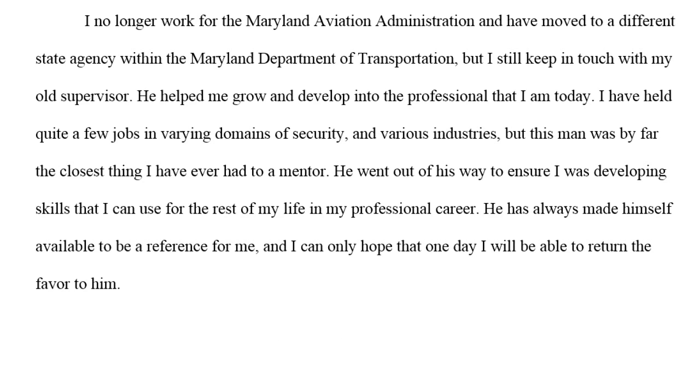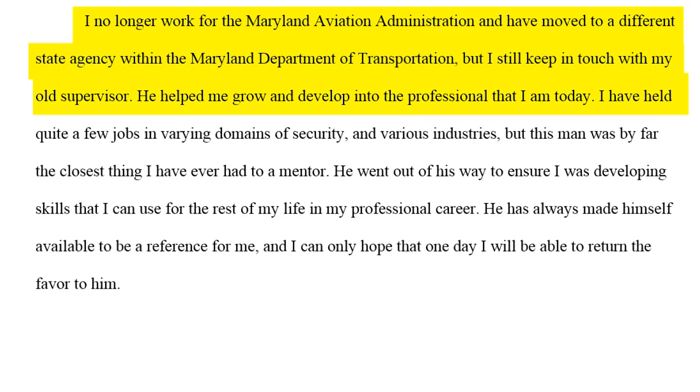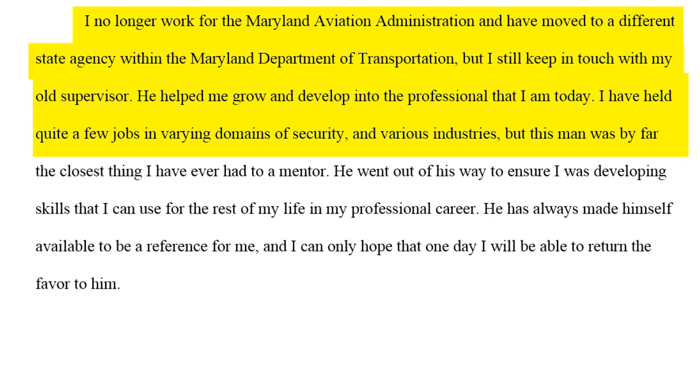He writes, I no longer work for the Maryland Aviation Administration and have moved to a different state agency within the Maryland Department of Transportation. But I still keep in touch with my old supervisor. He helped me grow and develop into the professional that I am today. I've held quite a few jobs in varying domains of security in various industries, but this man was by far the closest thing I've ever had to a mentor.